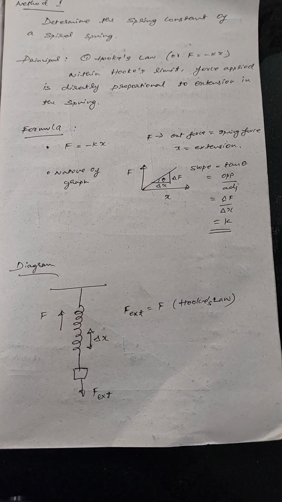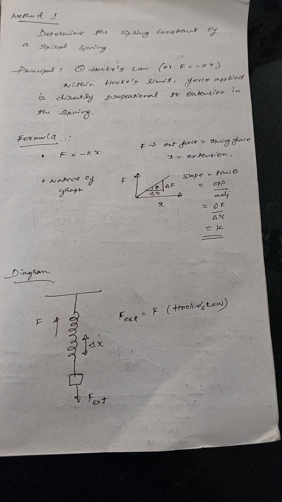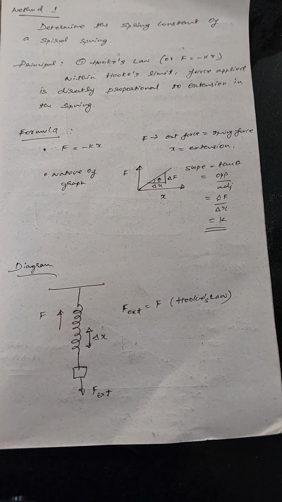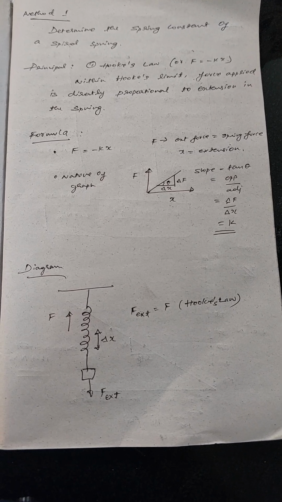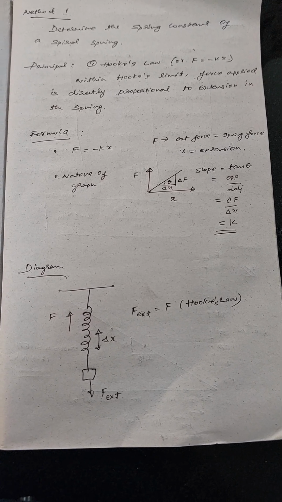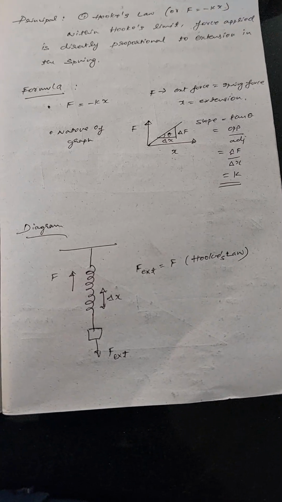Now the nature of the graph, if you are plotting it, is F versus x. Since it's a linear graph, I can get a straight line, and the slope of that graph would be tan theta, which is opposite by adjacent, which is nothing but delta F by delta x, which is nothing but k. So that's how we will calculate the value of k, and this is the diagram.